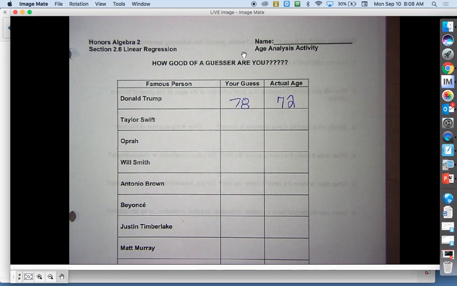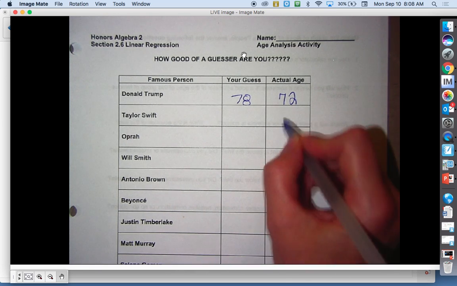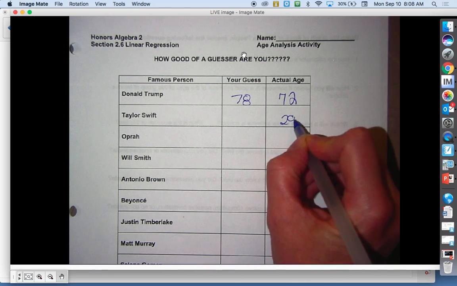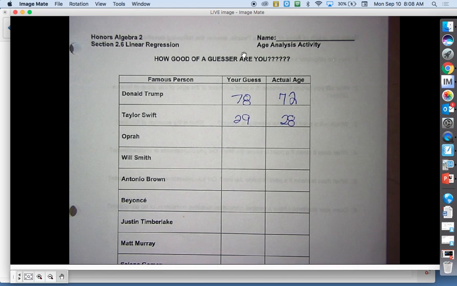How about Taylor Swift? Anybody go to the Taylor Swift concert? Did you go to the concert? No. Nobody went to the Taylor Swift concert? I didn't go either, but I was trying to get tickets last minute. They were still too expensive for me. How old do you think Taylor Swift is? 29. She is actually 28. So her actual age is 28. Holly, I'm going to put your guess there. It's 29. She turns 29 in December. So December 13th, she'll turn 29.